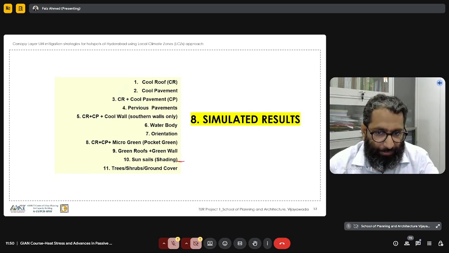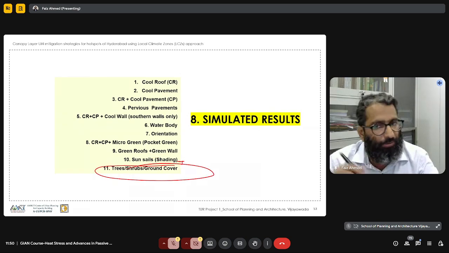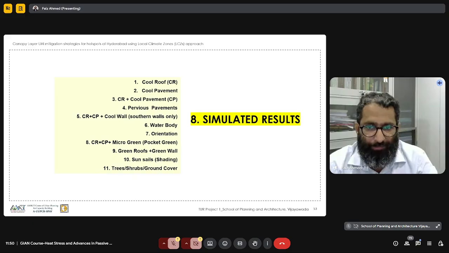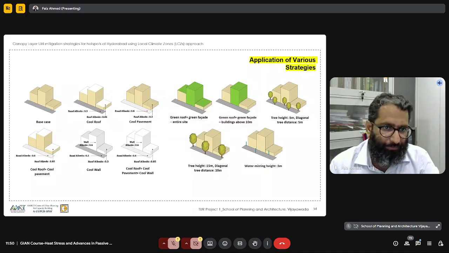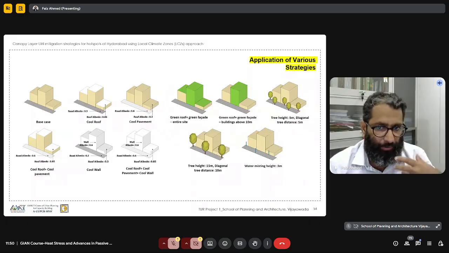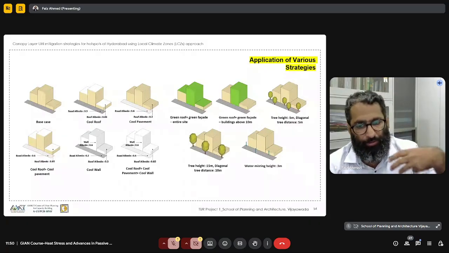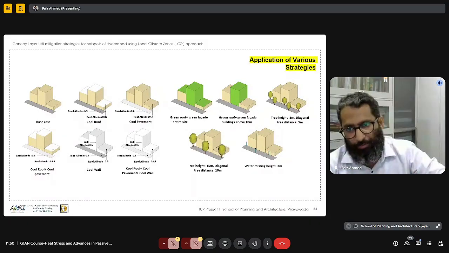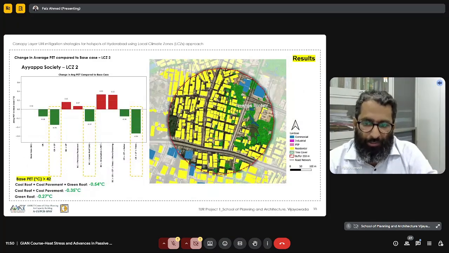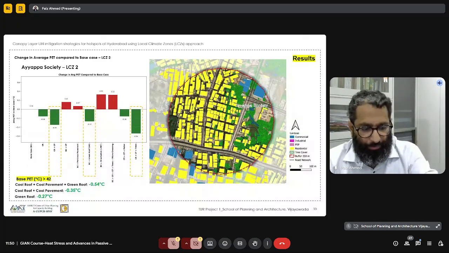And sunshade as a shading strategy, and a lot of combinations of trees and vegetation to check which combinations may work in these neighborhoods. So these strategies were applied to the building model that we have taken for all the 13 neighborhoods. All these strategies have been applied. So we'll quickly see some of the results for each strategy.